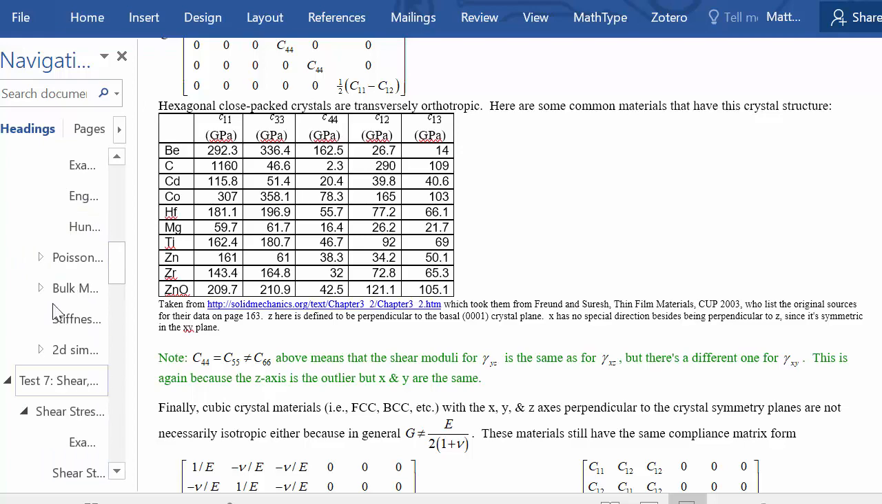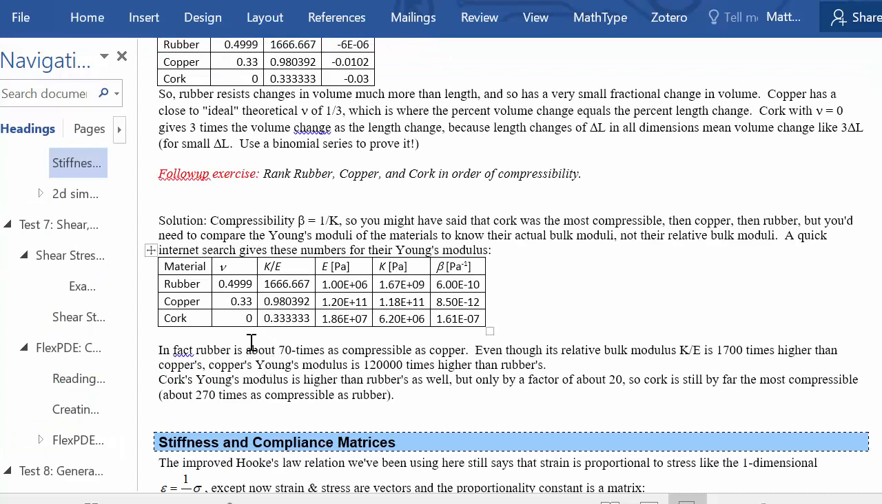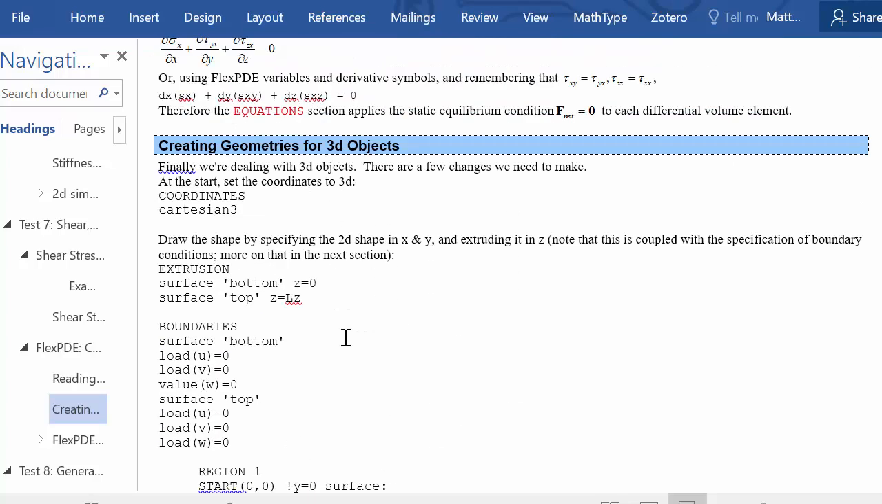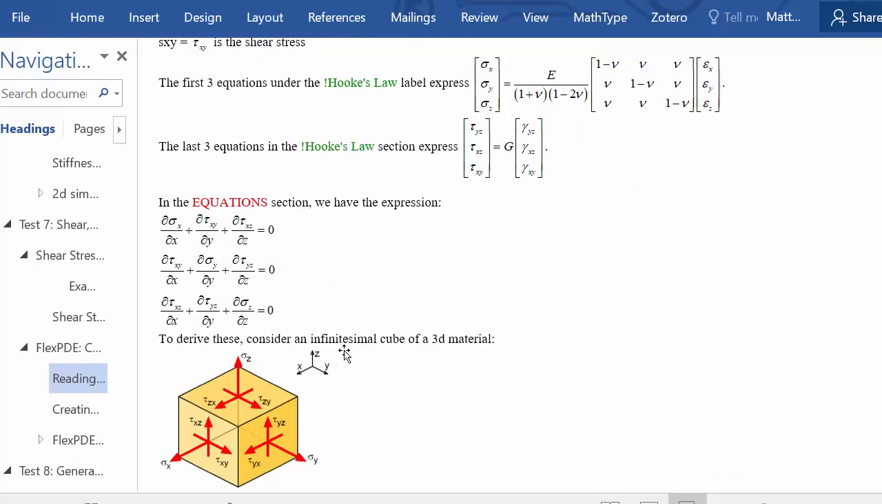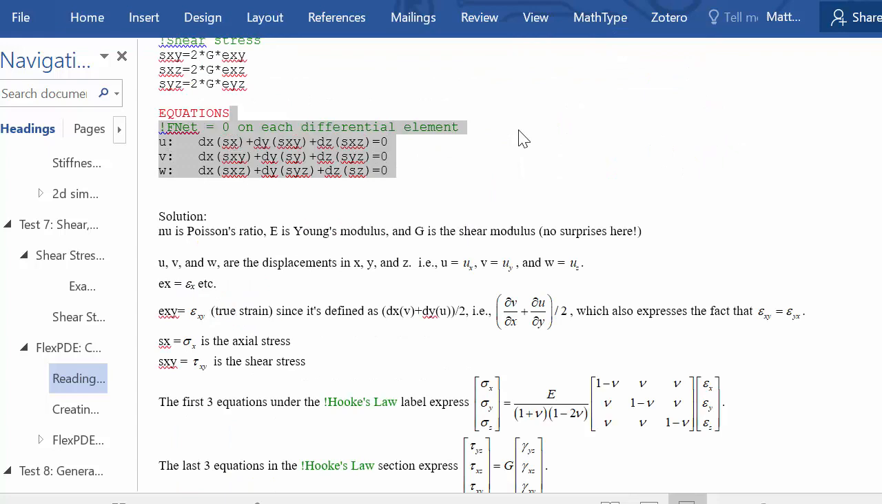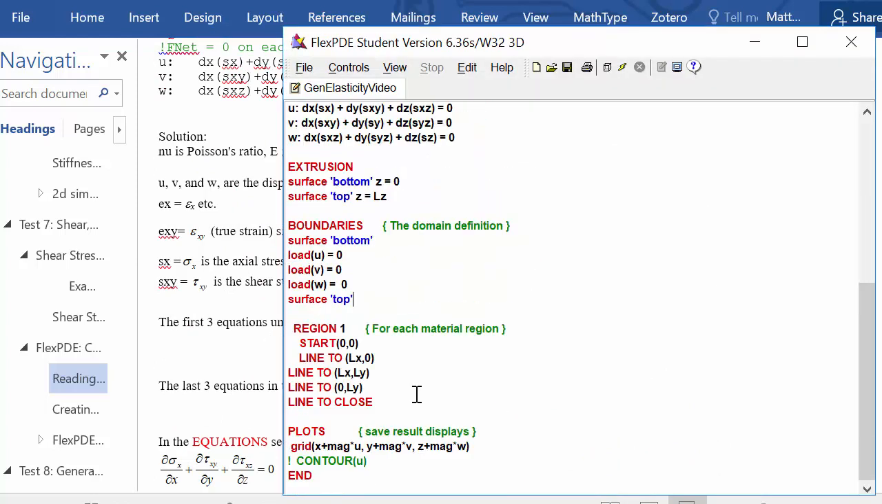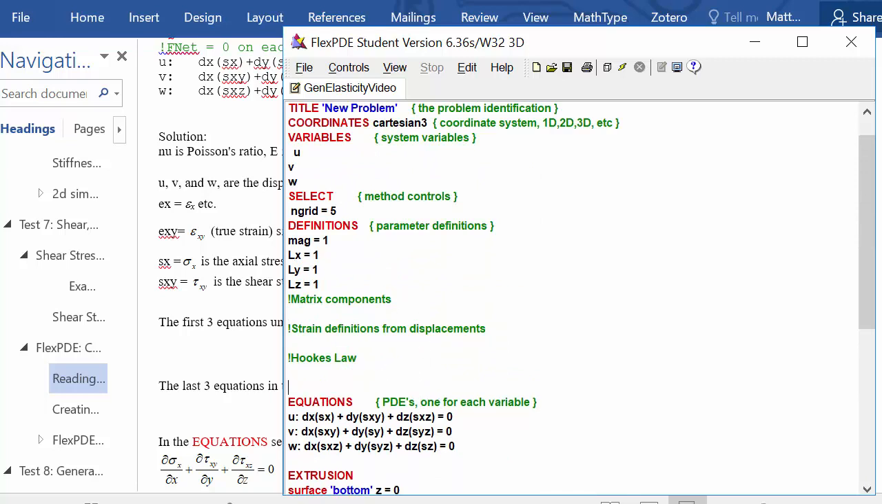Okay. So first, the initial setup of drawing 3D geometries. So we've got under this Flex PDE note, creating geometries for 3D objects, surface bottom. Okay, yeah, nailed it. Got the boundary conditions listed out correctly for that. And so all is well. Okay, now the actual equations for the net force on a unit volume, those also looked correct, so we're all good for that. Okay, so continuing on, we can write out what the Hooke's law equations are.